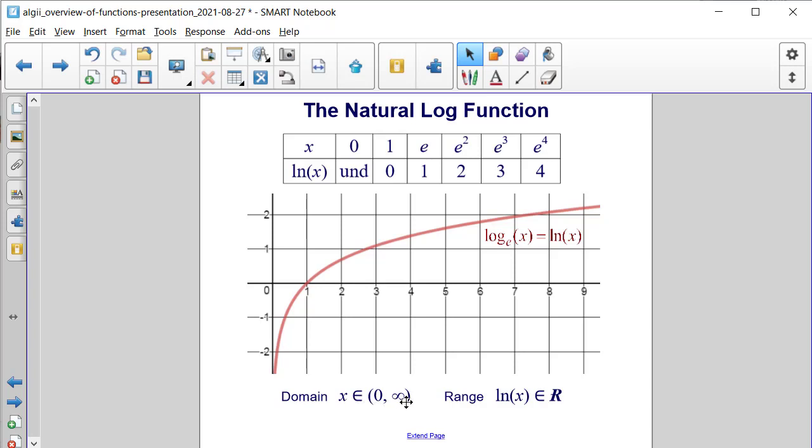The domain for this function is from 0 to infinity, not including 0. However, the range of the natural log function is all real numbers. Because we have this vertical asymptote happening at the y-axis, it shoots the function straight down as the x values get closer and closer to 0. So that is why the range is so large.